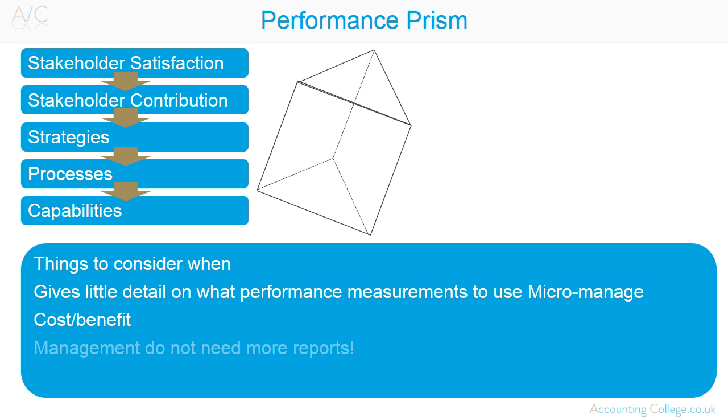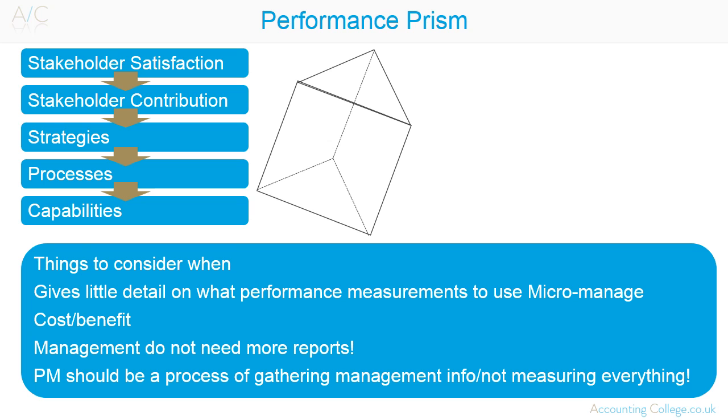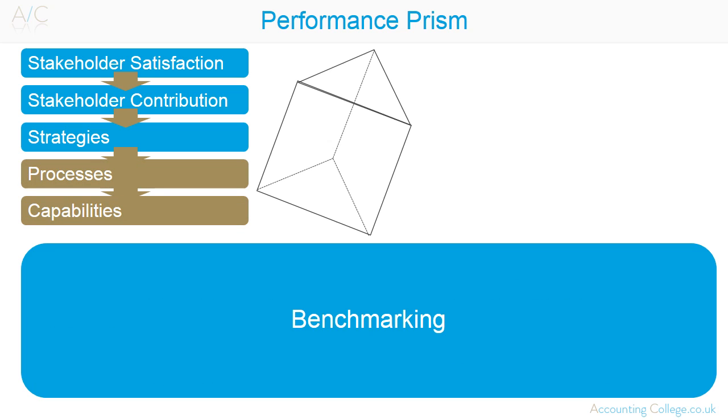Management do not need more reports, they just need to know what is going on in the business. Performance management should be a process of gathering management information, not simply measuring everything. The Performance Prism can be used in connection with other analysis tools, such as benchmarking. Benchmarking is a very useful tool for an organization when determining what capabilities they possess and what capabilities they require to perform processes.